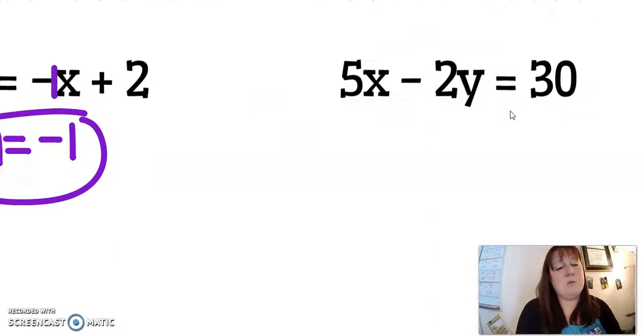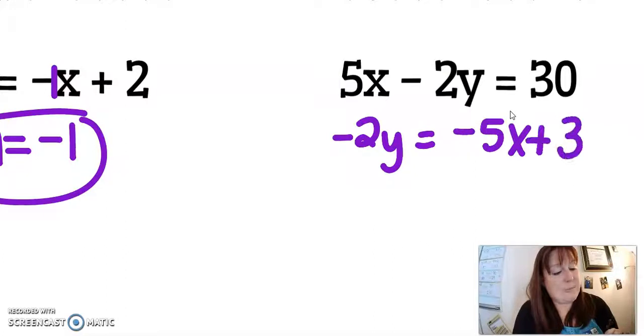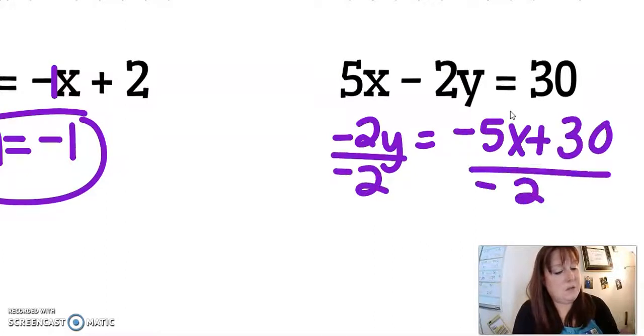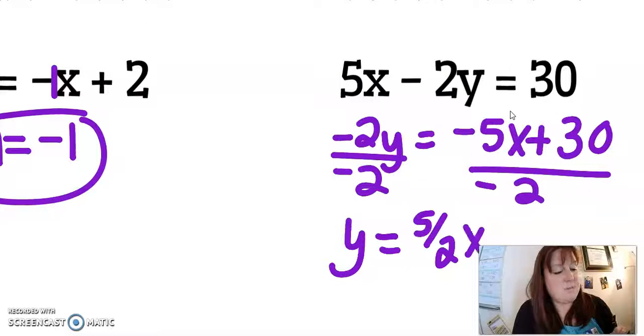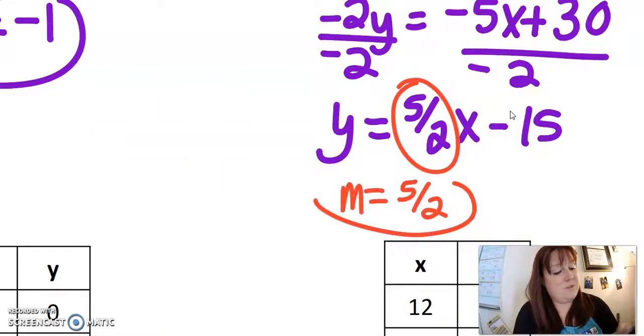But at this one, you might be like, oh, the number in front of x is 5, therefore the slope is 5. No, no, no. You need to get y by itself, okay? So let's get y by itself. So we're going to subtract 5x from both sides. And we get -2y equals -5x plus 30. Then we're going to divide by -2. And we get y equals, now -5 divided by -2 is just positive 5 halves x, minus 15. So now our equation is in slope-intercept form. And now that it's in slope-intercept form, we can find the slope because that's the number that's right in front of x. So our slope here equals 5 halves. So y has to be by itself for you to be able to look just in front of x, right? It has to be in slope-intercept form.